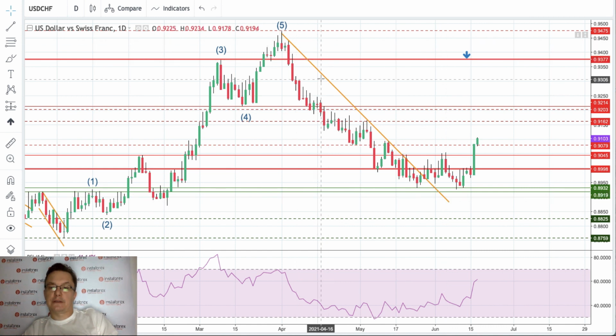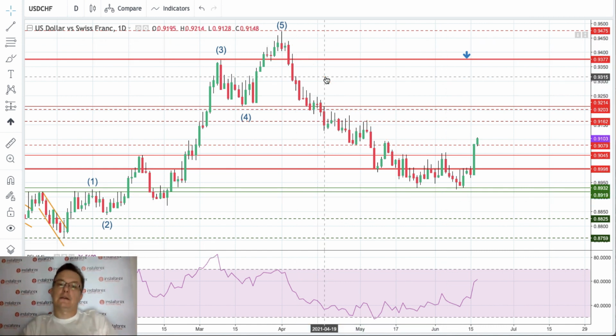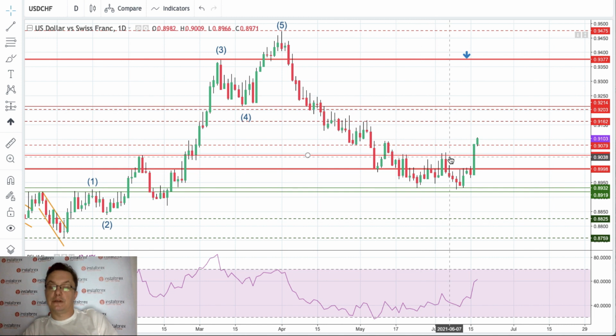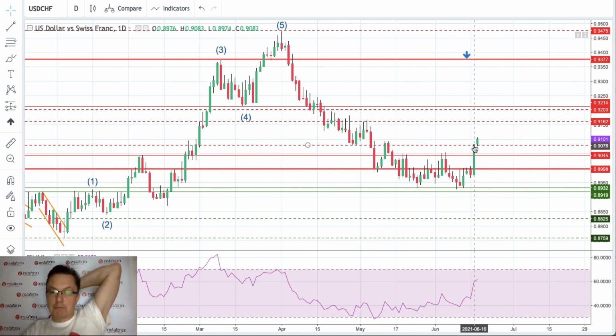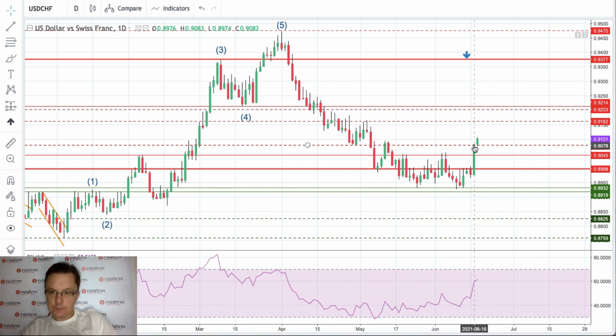This is the short-term trend line. We don't need it anymore because it's been broken already, and the market has broken through 9,045 already. This is a big up candle, a Marubozu candle, which is very bullish for the US dollar versus the Swiss franc. The next target, technical resistance at 9,162.